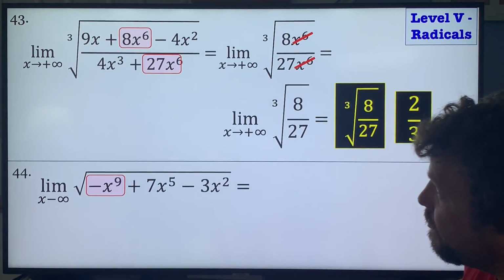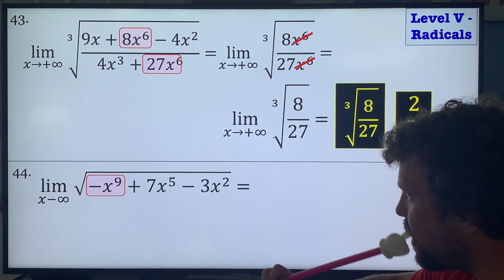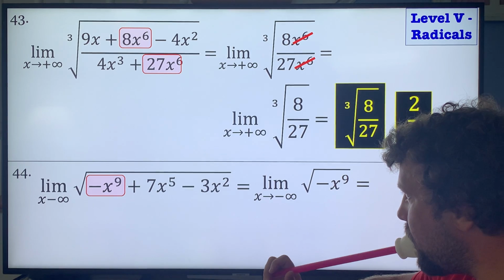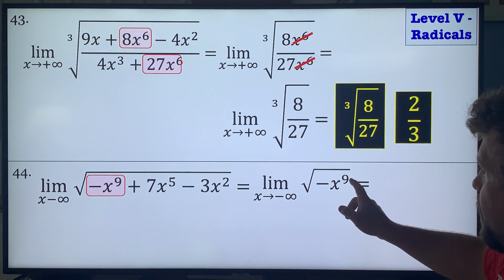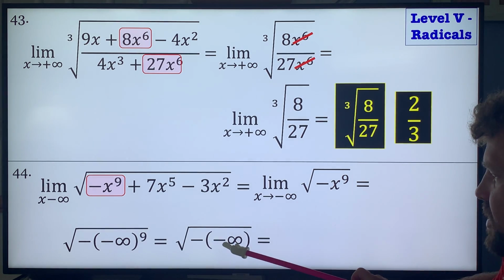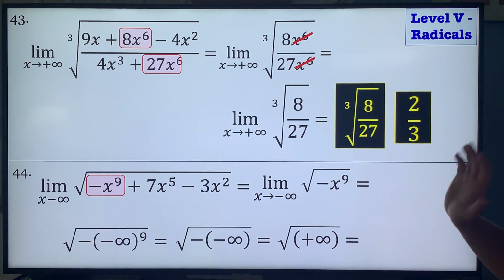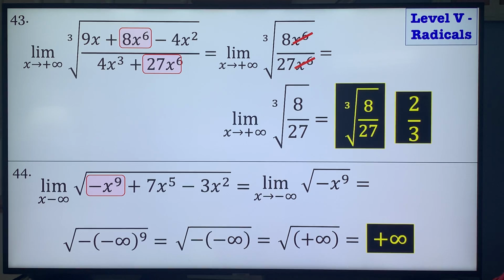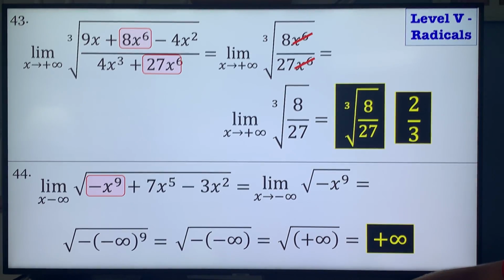This one right here. X is approaching negative infinity. So, negative infinity to the 9th power. Negative infinity to the 9th is a negative times a negative infinity, which is the square root of positive infinity, which is positive infinity. It actually gave us an answer.